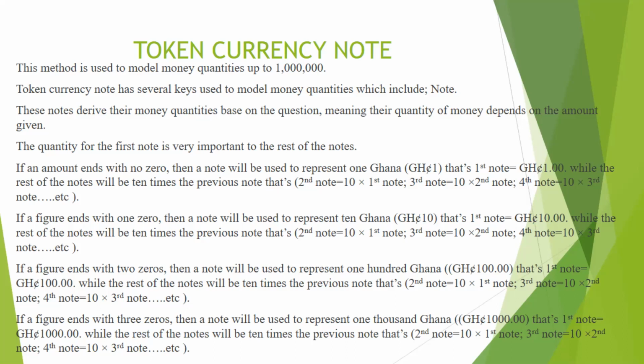If a figure ends with 3 zeros, your minimum currency note is supposed to be 1,000 Ghana cedis. The next one will be 10,000 Ghana cedis, and the third one will be 100,000 Ghana cedis, and then 1 million. Okay, good. Let's solve one more example under the token currency notes.